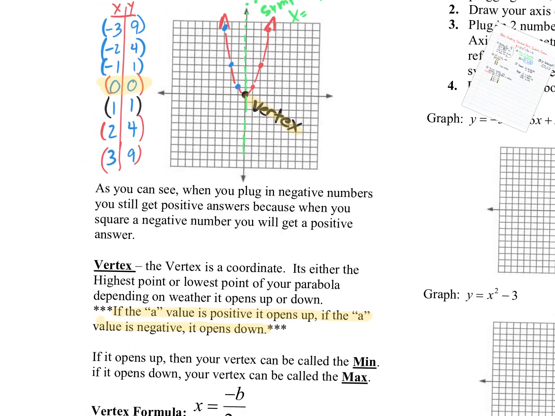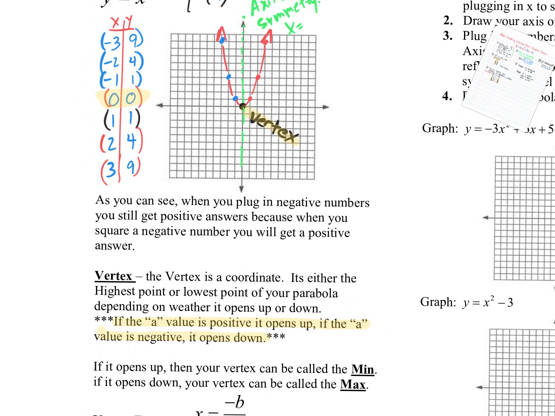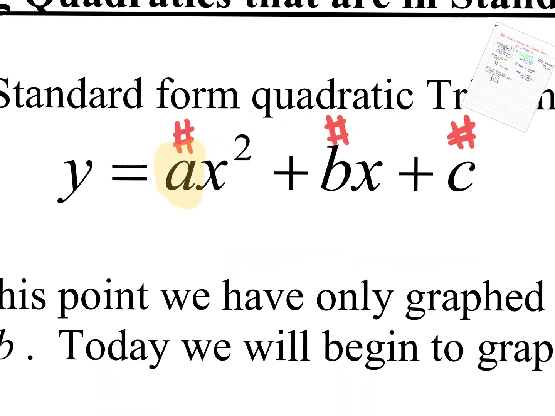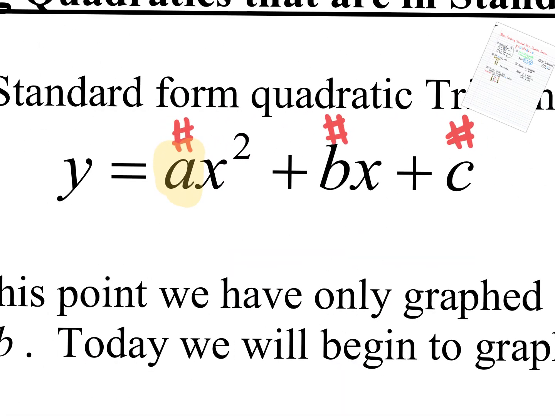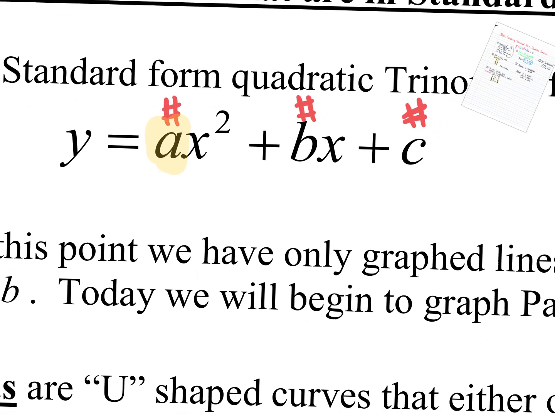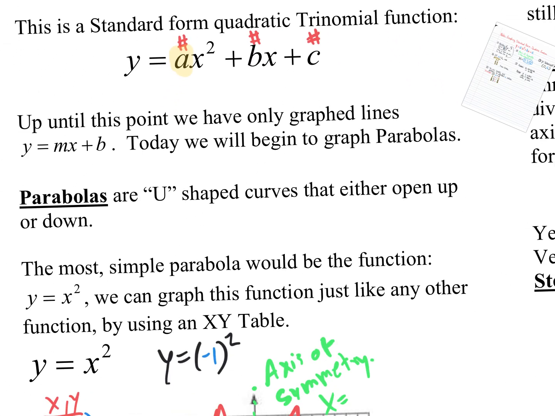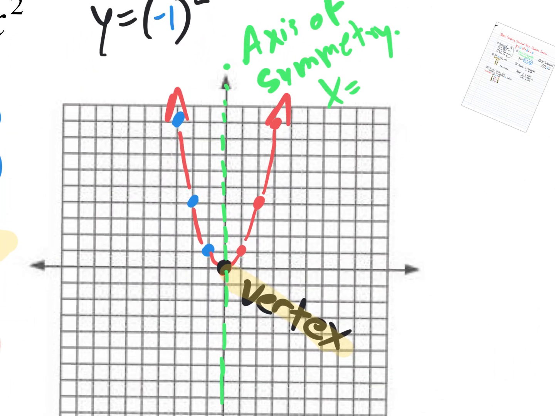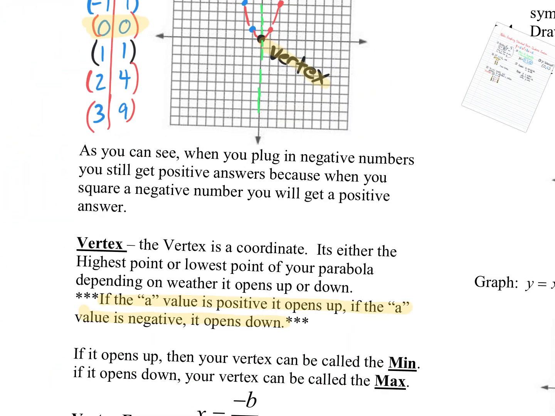So right now we should know what a vertex is. It's the most important point. It opens up or down. We should also know that the A value is super important because it tells you if it's opening up or down. It tells you if it's wide or narrow. The closer you are to 0, the wider it gets. We also know what the axis of symmetry is. It's that line that'll chop it perfectly in half right through the vertex. And we should know it's the equation x equals the x value of your vertex. Okay. And down here, I explain all that.